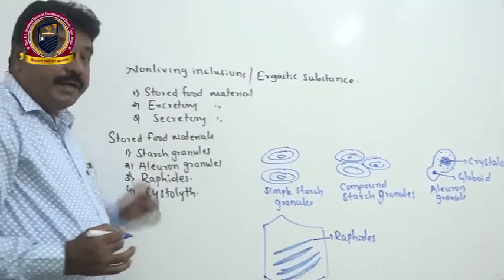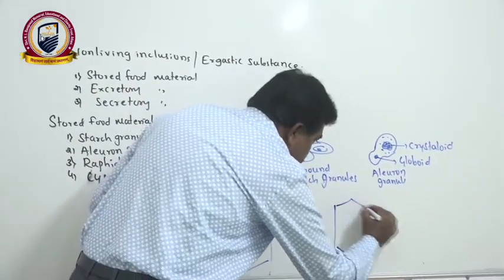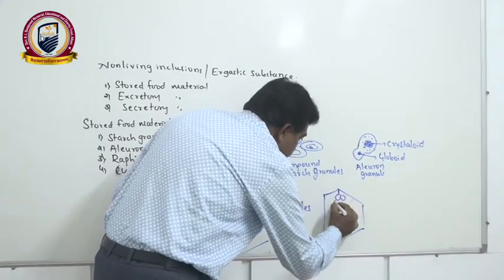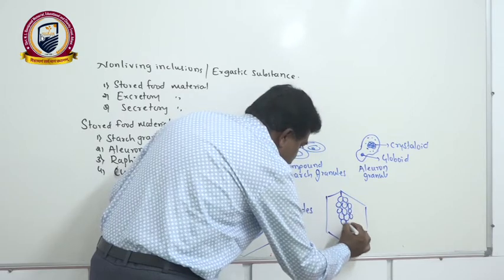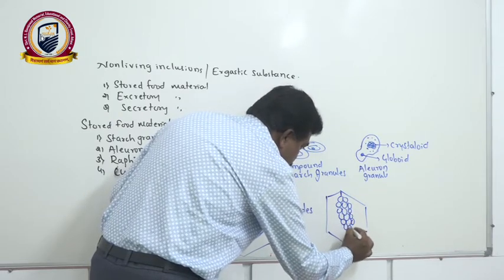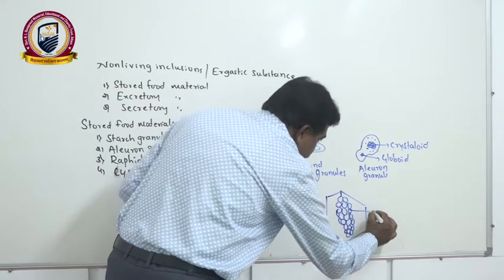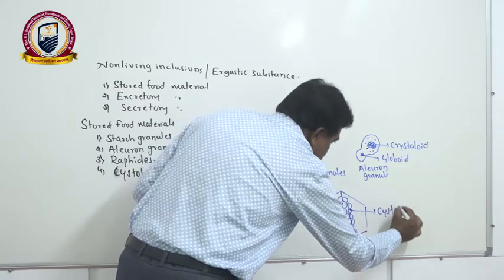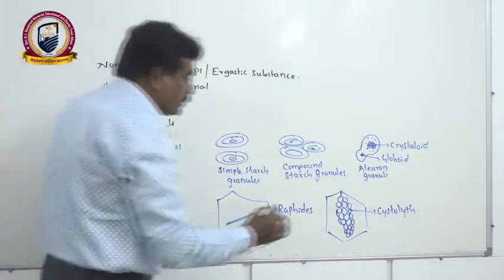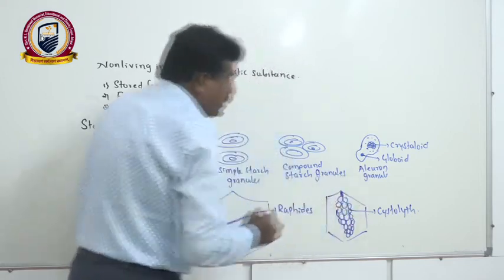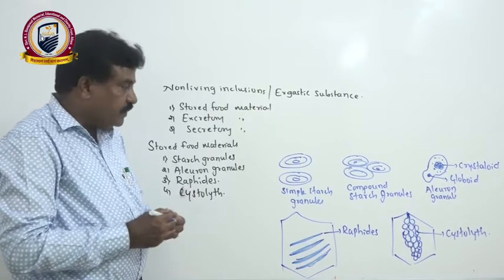In the case of the banyan tree, calcium carbonate crystals are present in the form of a bunch of grapes, and calcium carbonate is stored in that grape-bunch form. That special structure we call cystolith. These are the different types of stored food material present in plants.